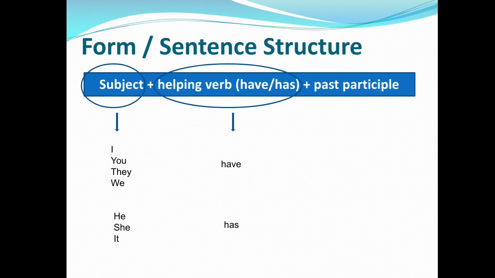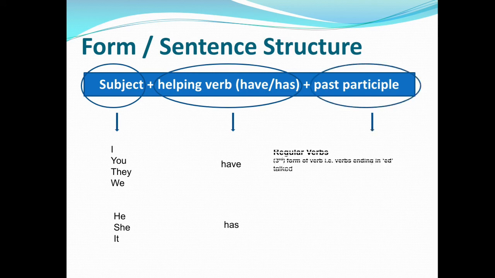Okay, and it was already explained in the previous class what the past participle is. So let's look at that as well. Past participle, regular verbs end with ed. Okay, an example is also given, talked. Then there are irregular verbs ending with different letters which you need to memorize, and also there are verbs that don't change, that also you need to memorize. So this is how your form or sentence structure looks. For subject I, you, they, we, we use the helping verb have, and for he, she, it, we use the helping verb has.